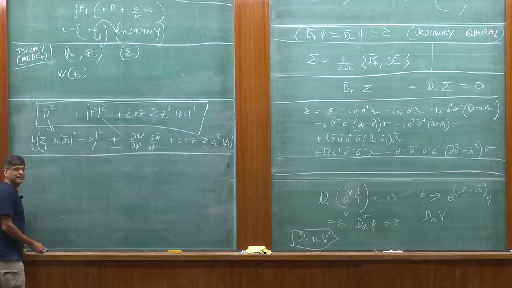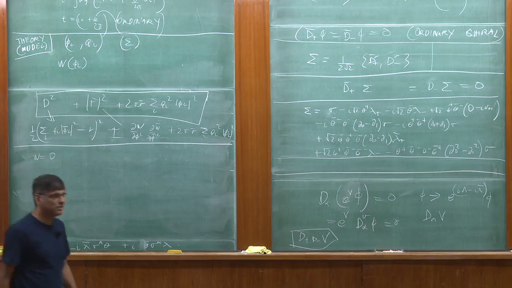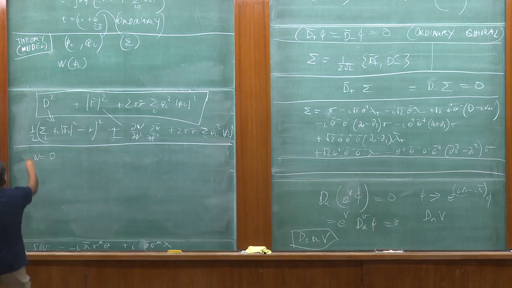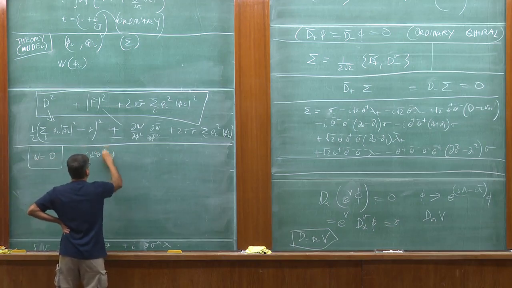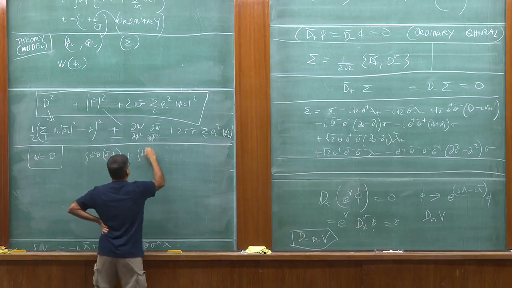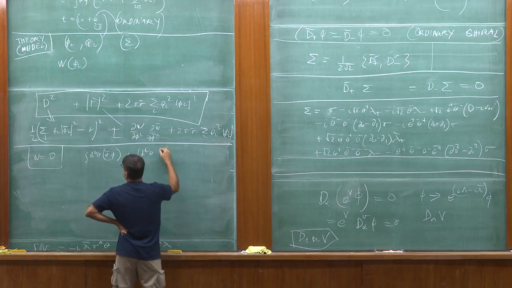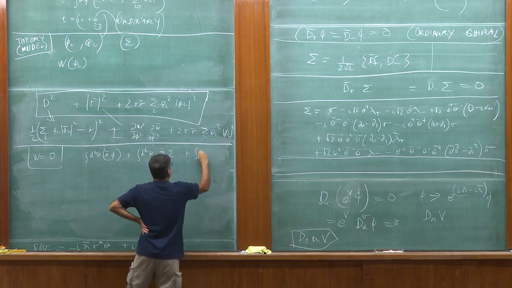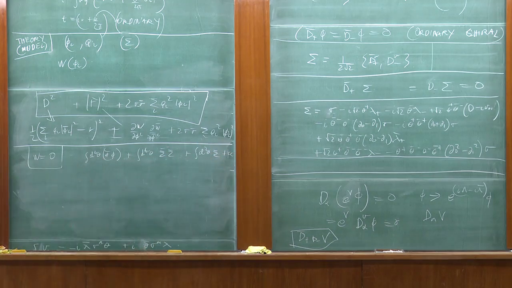To start with, imagine that W is equal to 0. Now, what was my Lagrangian schematically? My Lagrangian was the integral d4 theta phi bar phi, plus the integral d4 theta sigma bar sigma, plus the integral d2 theta sigma plus cc, and that was it.